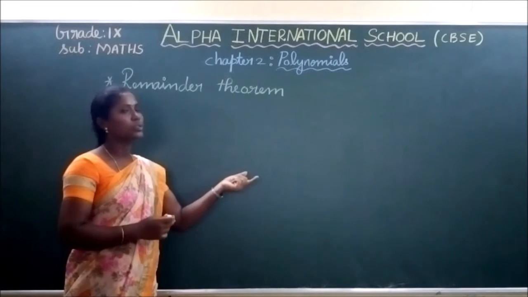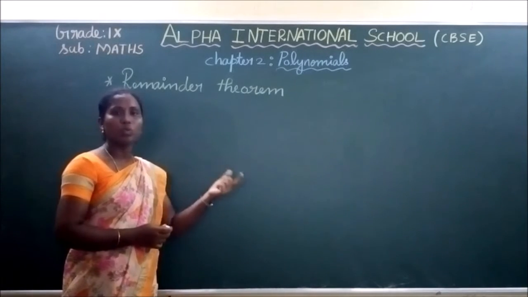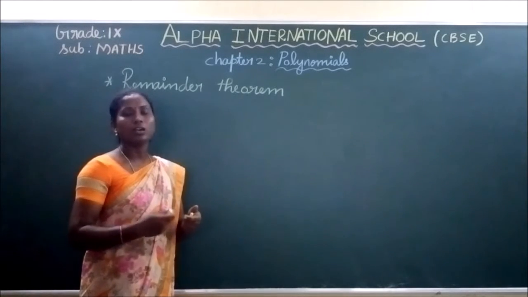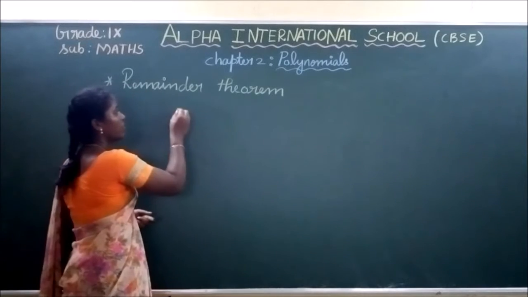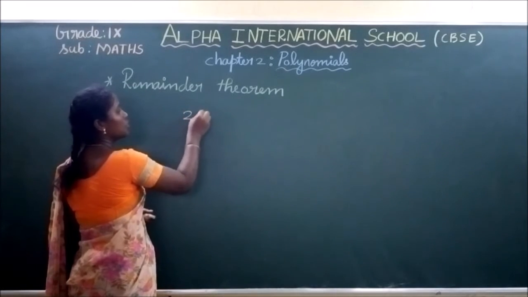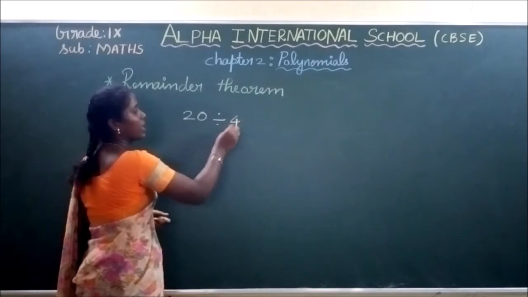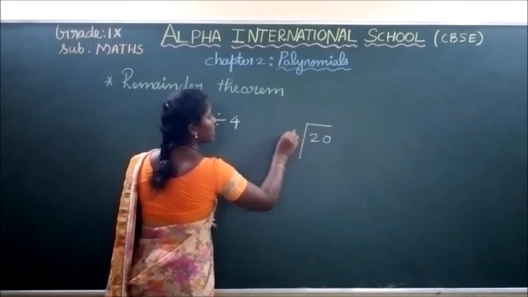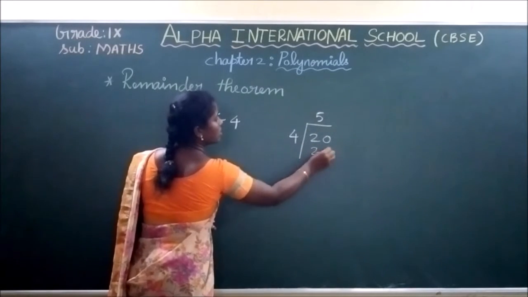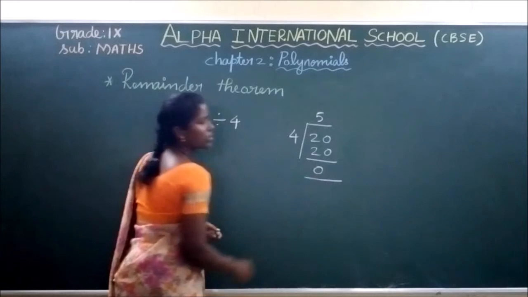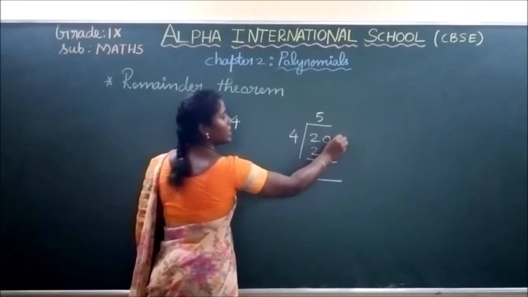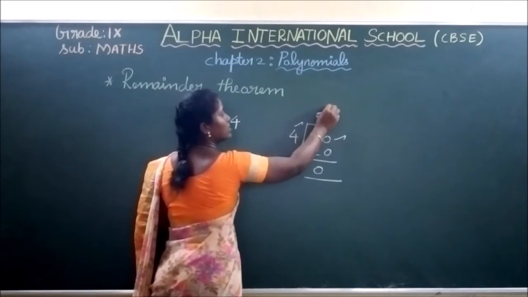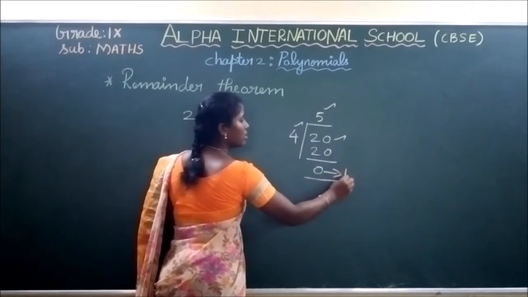Before going to polynomials, we are going to discuss what the remainder theorem is, and how to find a remainder for a normal number using the division method. If you are dividing 20 by 4, how will we divide it? 20 divided by 4. 5 fours are 20, the remainder is 0. Here 20 is the dividend, 4 is the divisor, 5 is the quotient, and 0 is the remainder.